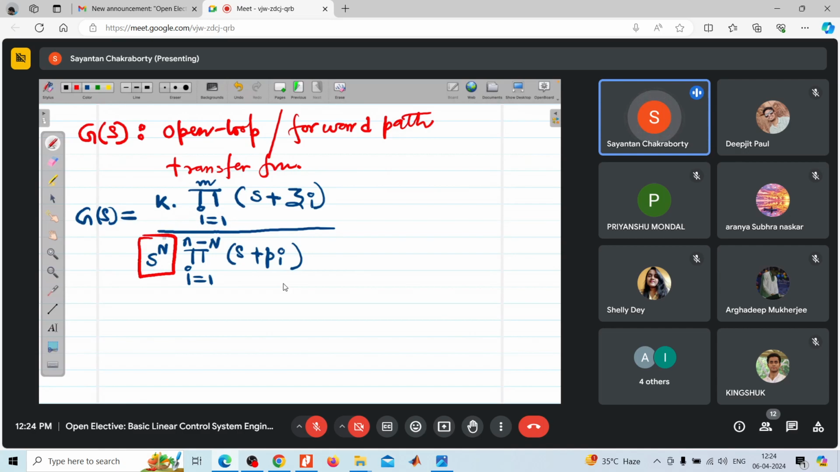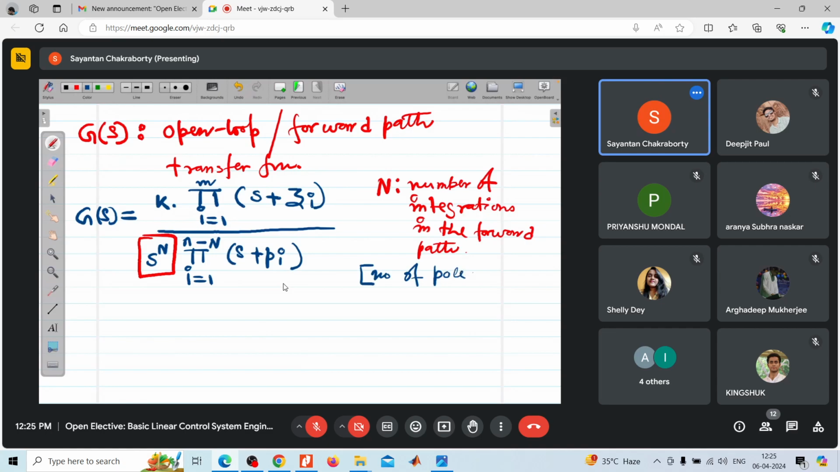So it involves a term 1 by s^n, or s to the power n, in the denominator. That means n is the number of integrators or integrations in the forward path. Or in other words, the number of poles of G(s) at origin.